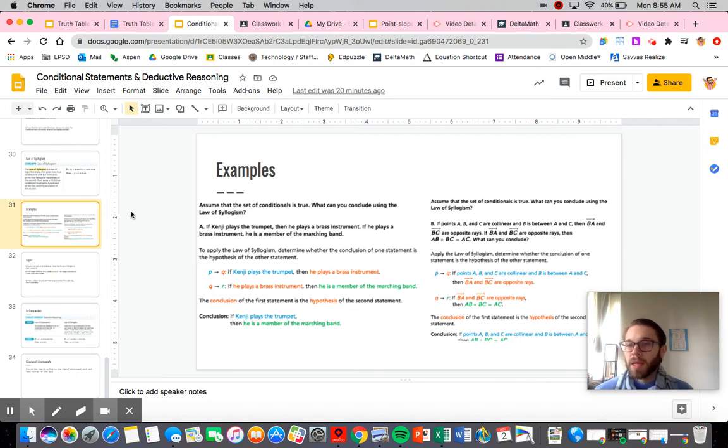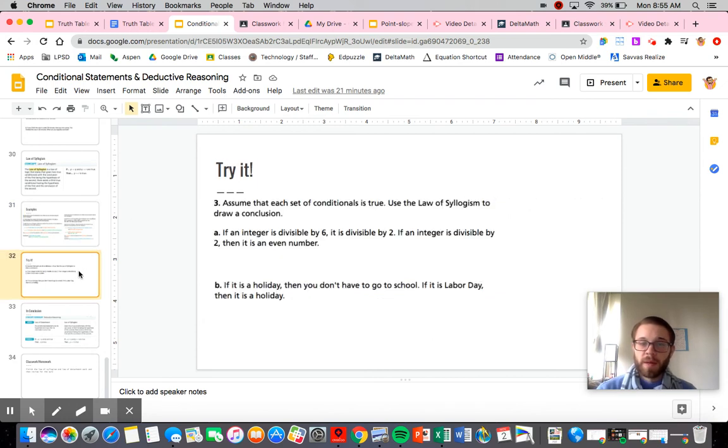All right, we could then also apply it in the world of geometry. If A, B, and C are collinear and B is between A and C, then ray BA and ray BC are opposite rays. If ray BA and ray BC are opposite rays, then AB plus BC equals AC. What can you conclude? Again, essentially, we're just ignoring the orange part when we are rewriting this. If points A, B, and C are collinear and B is between A and C, then AB plus BC equals AC. So it's relatively straightforward.